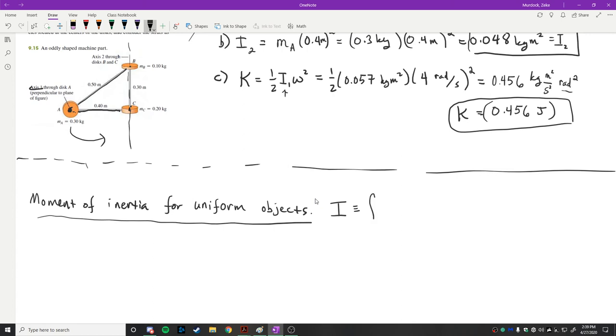It's going to be defined as the integral of r squared dm. And I don't even know how to describe what this integral is without actually doing a calculation of it to show you how it works. But I'll tell you now what it is. To use the moment of inertia for a uniform object, you have to split the object up into a bunch of slices that we call dm, okay? And dm is going to be a small slice of the object.